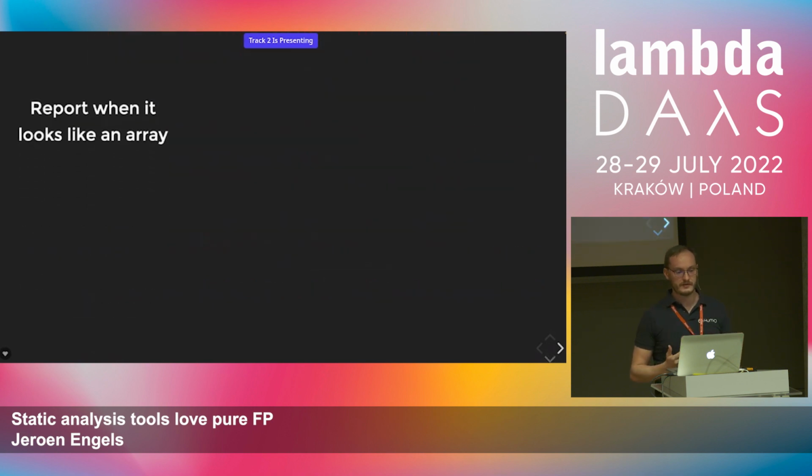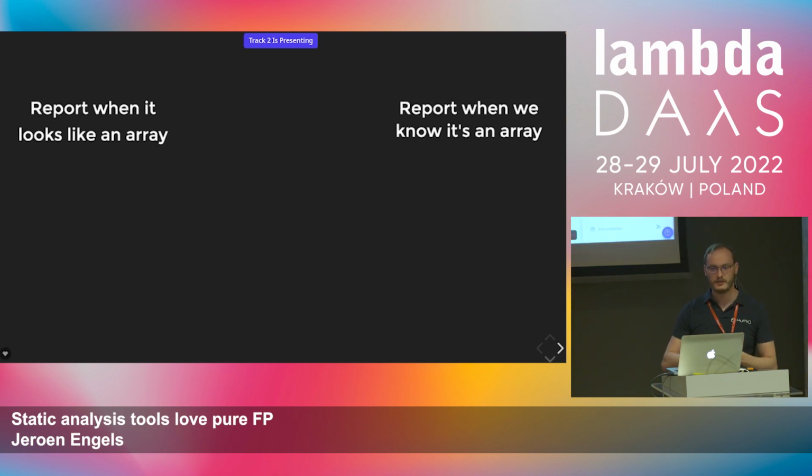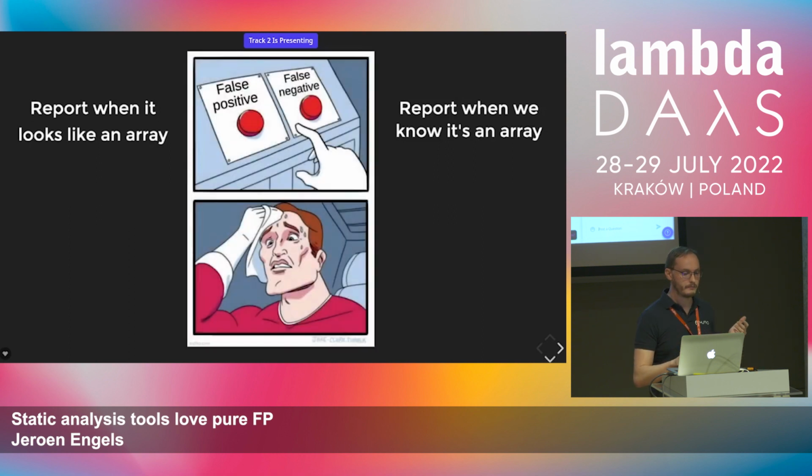So what can we do instead? Like, what this rule does, it reports issues when the thing looks like an array. But what you can do also is to report when the rule knows it's an array. Like, it can figure out more information based on the context. If it knows it's an array, then it reports an error. And if it doesn't know, it doesn't report anything. And that gets rid of all the false positives. But that gives us false negatives.